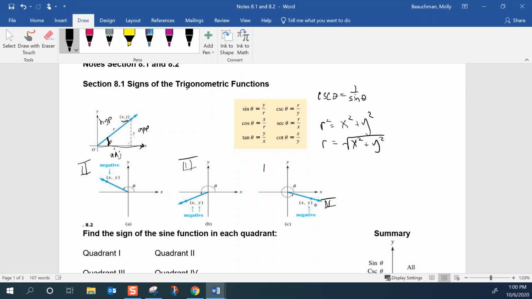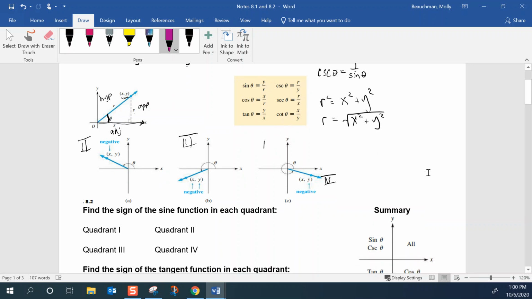the y-coordinate is negative. So let's see if we can figure out the sign of the sine function in each quadrant. Okay, so the sine function is equal to y divided by r. So in quadrant 1, we check and see if x and y are positive or negative. So in quadrant 1, y is positive, so the sine, y divided by r, is also going to be positive. So in quadrant 1, the sign of the sine function is positive. In quadrant 2, the x is negative, the y is positive. So that means that the sine is also positive in the second quadrant.